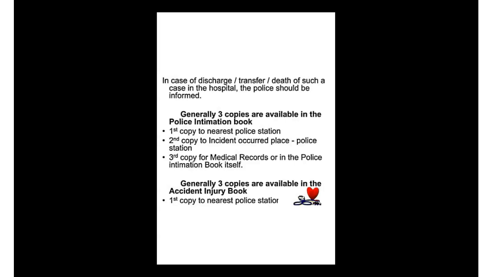So first we need to inform the nearest police station that is near to your AIHMS. So AIHMS police station you need to. And second, the incident is happening in Dholakpur. So we need to give the second copy to the police of that particular incident area, that is Dholakpur station. Okay. Third copy of medical record or in the police intimation book itself.